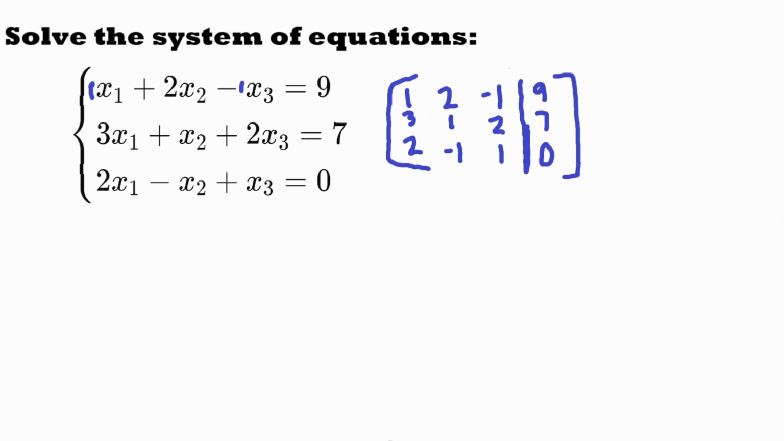Okay, so now we wrote out the matrix. But how does this help us solve for the variables? Well, what we need to do is get this matrix into something called row reduction form. So what does that mean? Well, that means that in each row, so these are the rows, right? Row 1, row 2, and row 3.